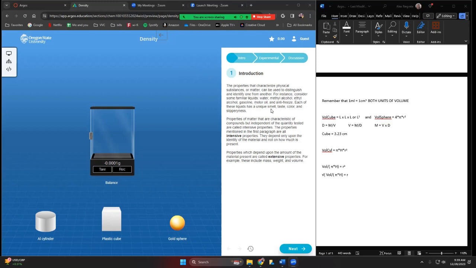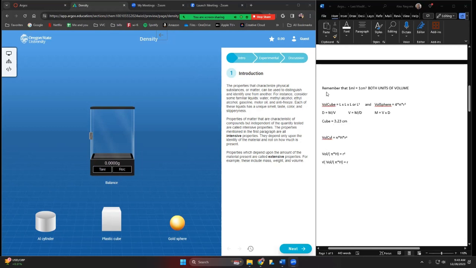intensive, extensive properties as we see here. So, again, there are some of the things we do want to know as well. For this, remember that 1 milliliter is equal to 1 cubic centimeter. Right? Milliliters is metric, and centimeters would be considered SI units, but both are units of volume.